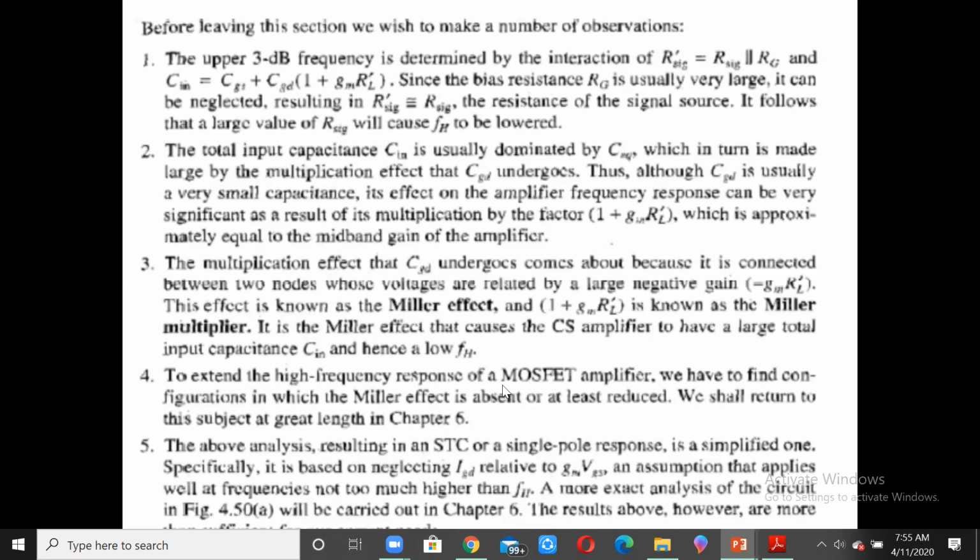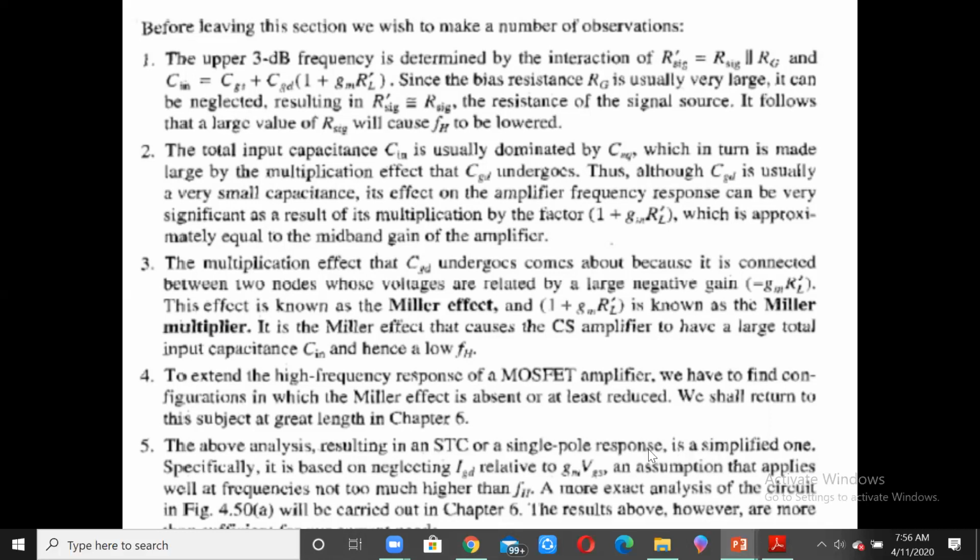So to extend the high frequency response of the MOSFET amplifier, we have to find configurations in which the Miller effect is absent or at least reduced. So only if you want a better high frequency response, or so to say a larger value of FH, then we should find configurations where this Miller effect is absent or reduced. So the above analysis is basically a single time constant circuit. STC is single time constant circuit, or single pole response.